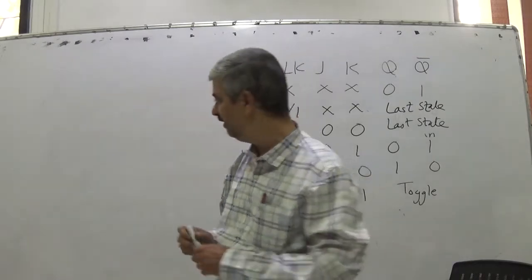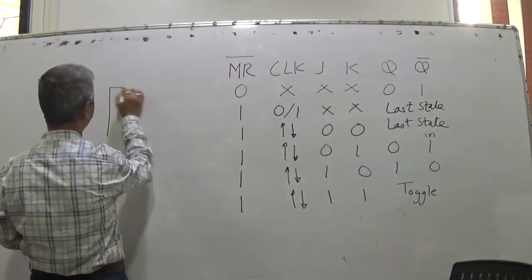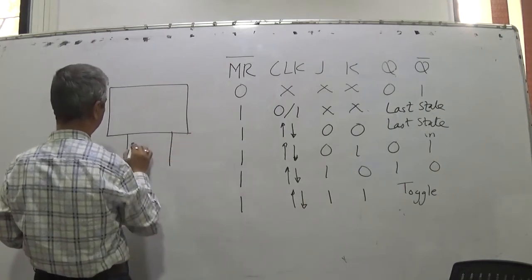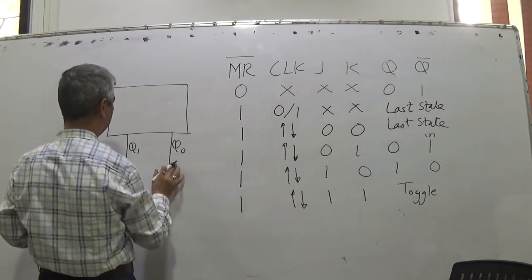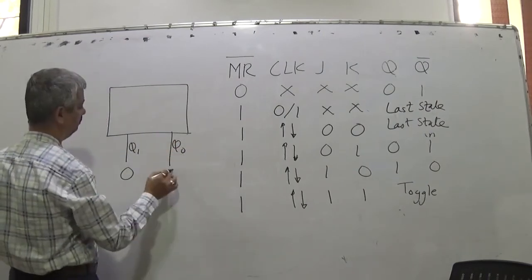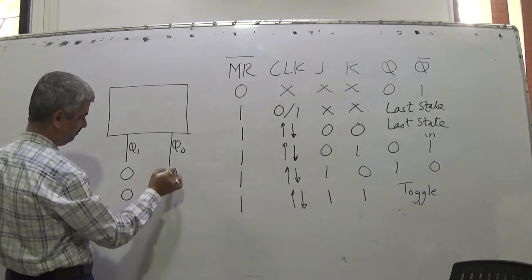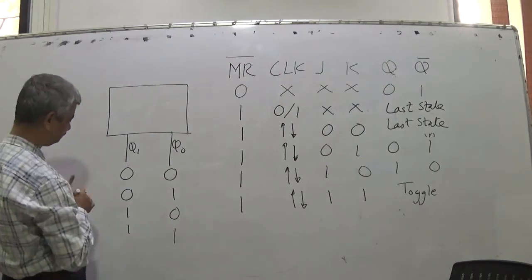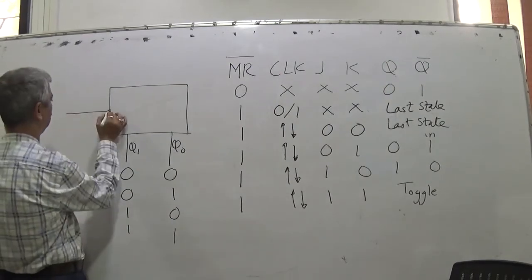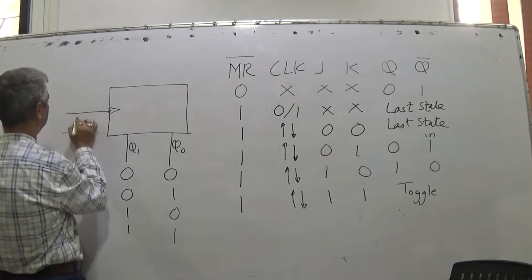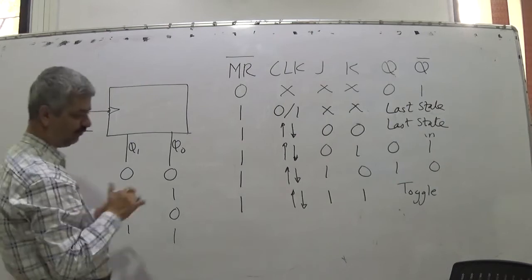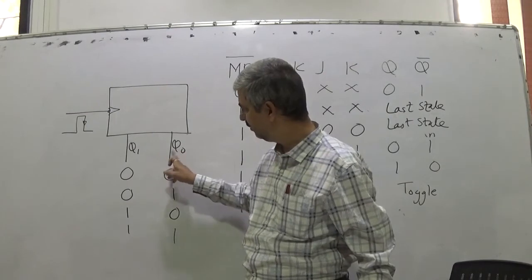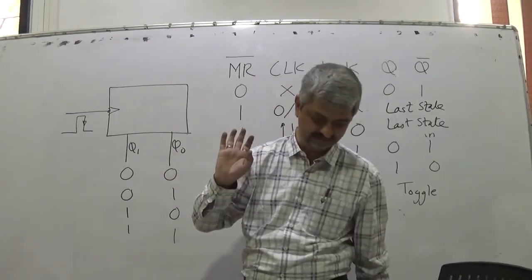So what we want is a device wherein Q1 and Q0 are the outputs. They should be 0, 0. Then it should become 0, 1. Next is 1, 0. Next is 1, 1. So this is clock. So when one pulse is given, the output should change as specified, right?